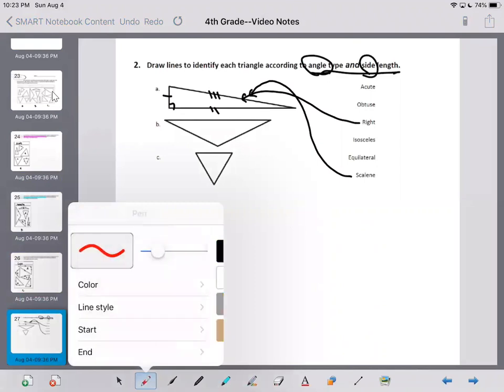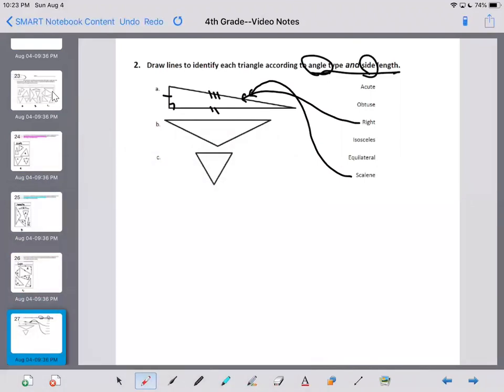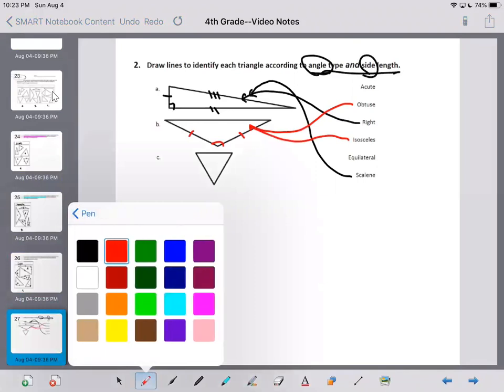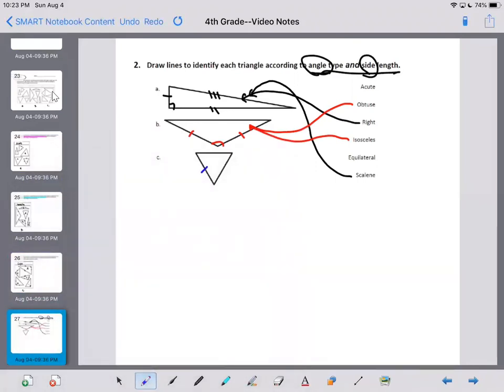And then part B, it appears that these segments are the same, and we have an obtuse angle. So it looks like obtuse and isosceles would identify that. And then with part C, it appears that all sides are equivalent. So that would lead to equilateral, and all of the angles are acute. So this would have an acute angle, 3 of them, and it would be an equilateral.